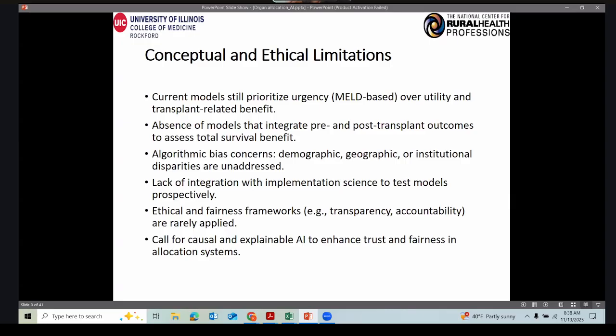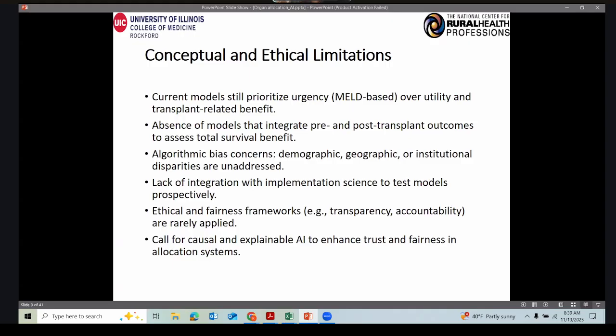Another growing concern is algorithmic bias. When AI models are trained on data that underrepresent certain groups, for example women, minority populations, or rural patients, those models can unintentionally learn and reinforce the disparities. Similarly, data from certain hospitals or geographic regions might dominate, leading to institutional or regional bias. These demographic, geographic and institutional disparities are rarely examined in the current transplantation models.